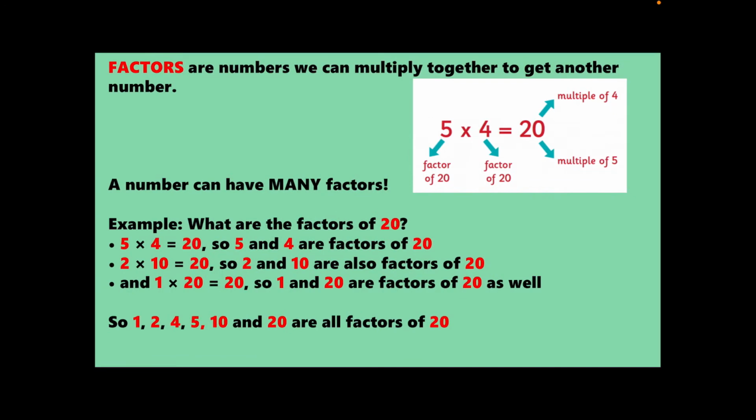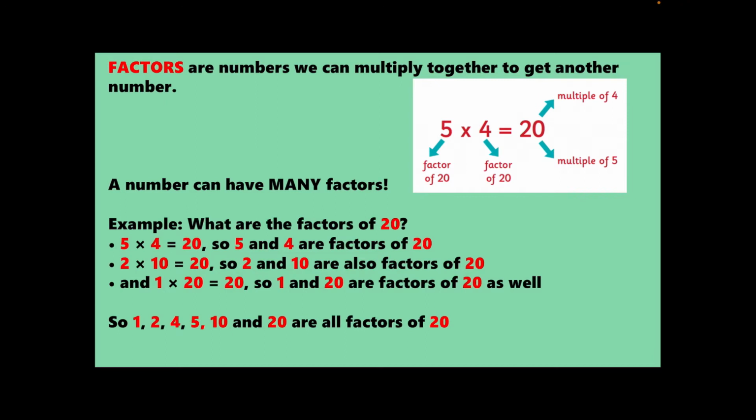Right, so I hope you enjoyed that little clip from BBC Bitesize explaining what a factor is. I'm just going to explain in a different way as well. So factors are numbers we can multiply together to get another number. Here I have explained what the factors of 20 are, so you can see the difference between a factor and a multiple. If we multiply 5 and 4, we get 20. So we know that 5 and 4 are factors of 20.